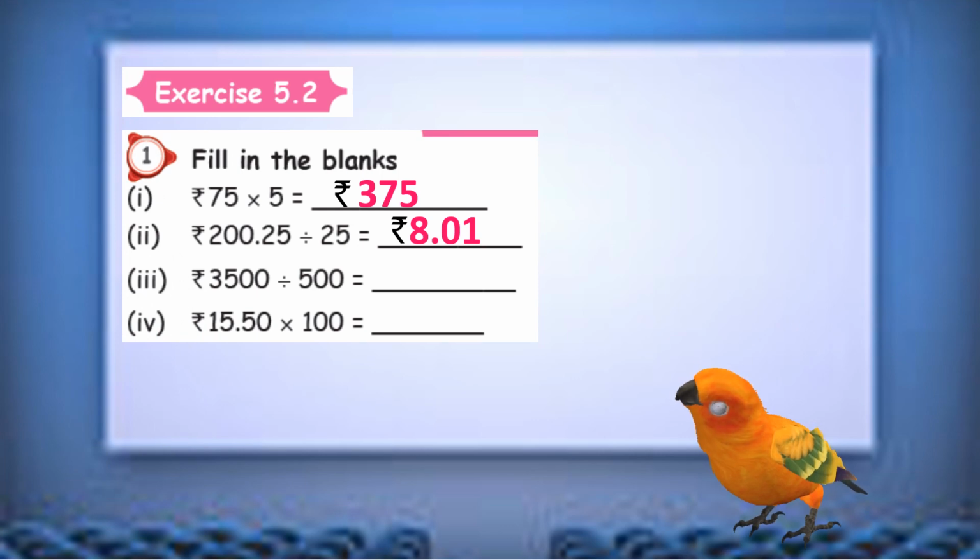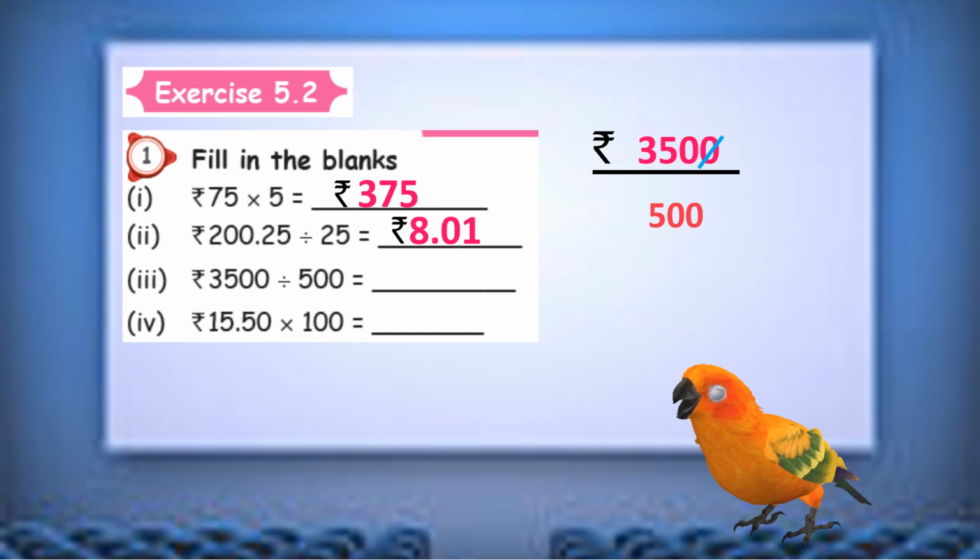Now third sum. Here also we can do the direct cancellation method. It will be easy because both end with zeros, isn't it? So divided by 500. So cancel 1 zero in the numerator and 1 zero in the denominator, and also one more in top and one more in bottom. Now it's easy to do the cancellation, isn't it?